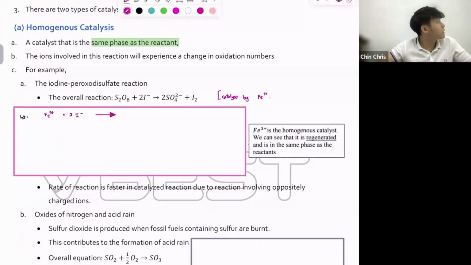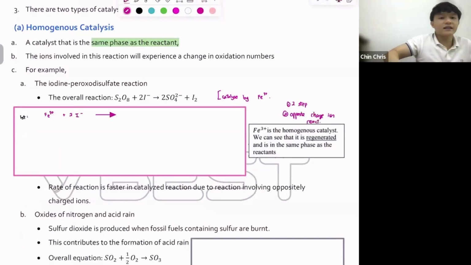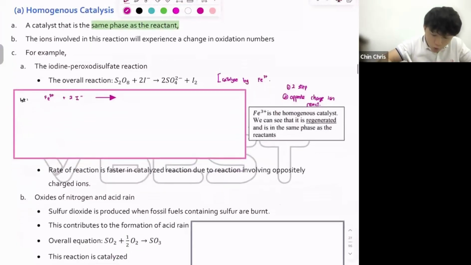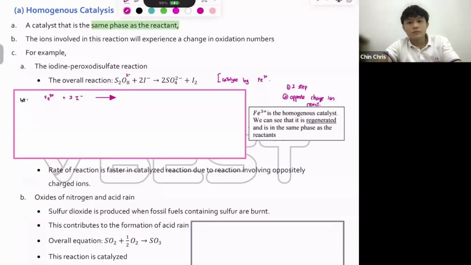Alright, guys. Now I want you to complete the entire thing. I want it to be two steps, and I want oppositely charged ions to react. Please get the final answer in two steps. Oh my god, I forgot to give the charge. S2O8 2 minus. You should have a 2 minus here, or else it's not balanced. Please change it to S2O8 2 minus.